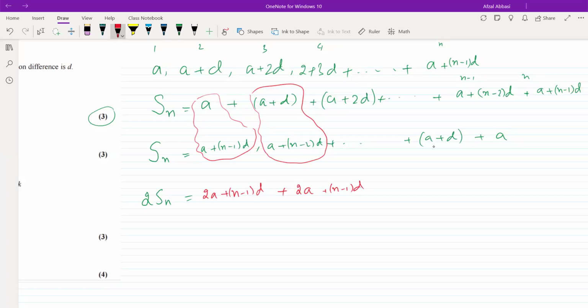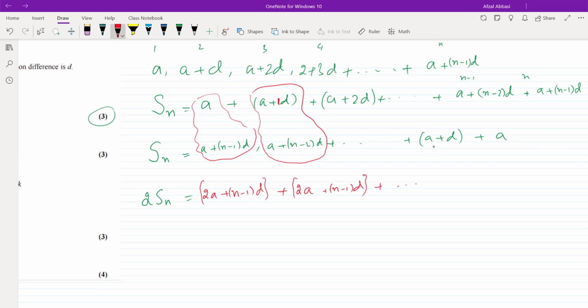We can add a to a because they're like terms, so a plus a is 2a. And d's are like terms. So how many d's are in the first expression? 1d. In the second expression, we have n minus 2 d's. So if we add them, n minus 2 plus 1, we get n minus 1. So there are n minus 1 d's altogether in the sum of the second pair. And we carry on like that.